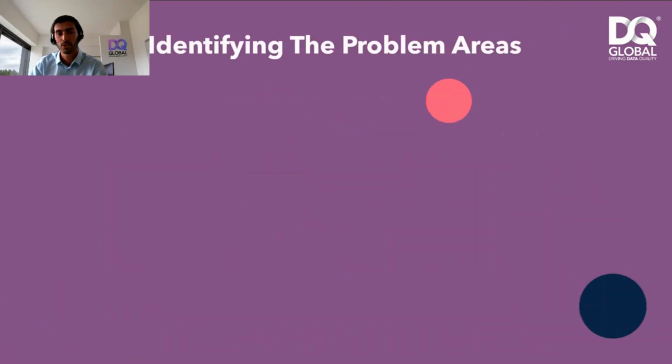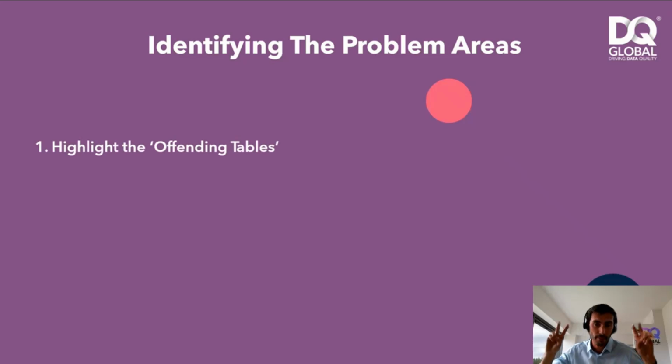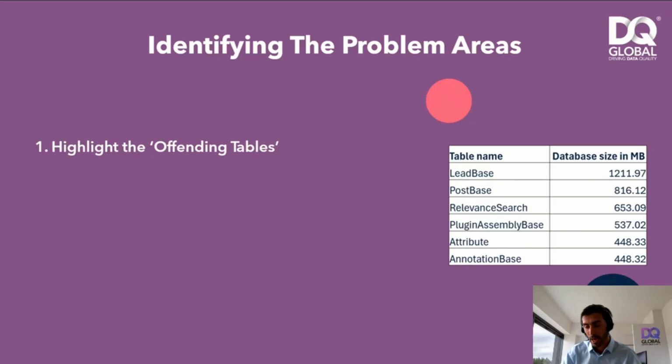So how are we going to start to identify the problem areas now we have the data, the storage against those tables? In order to do that, we need to find what we're labeling the offending tables, the tables that have bloated in storage, and that can come in all different shapes and sizes. When you get the Excel export, you're going to have the table name, and then the database size in megabytes. So you can see there the lead base, the lead records in this environment, is taking up 1.2 gigabytes of storage. And you can list all of those different storage types.